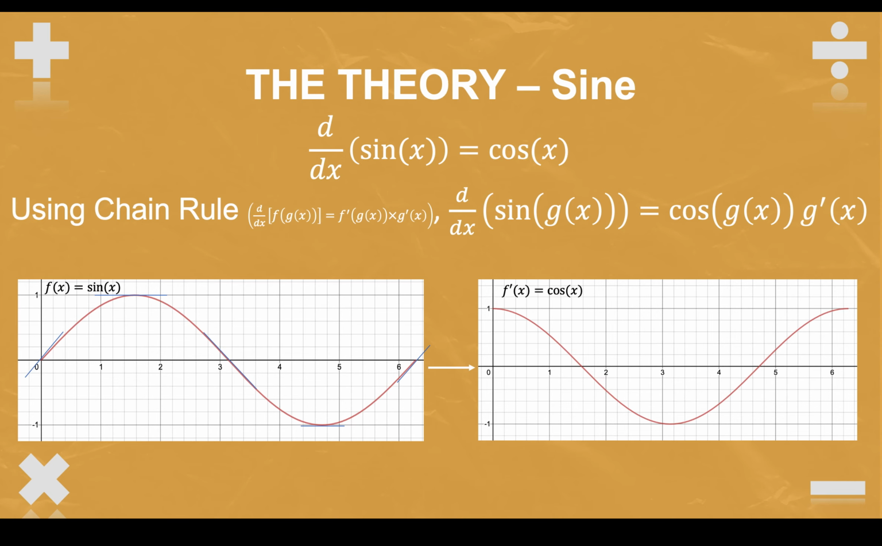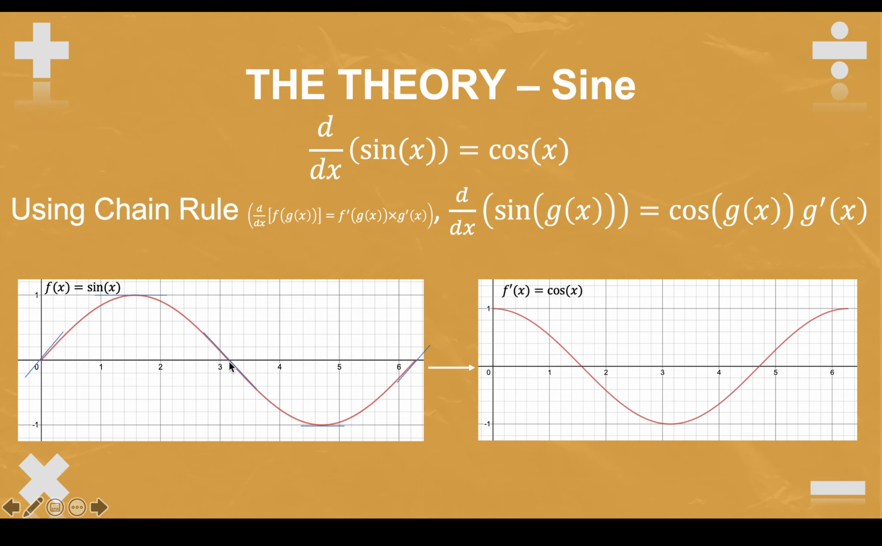Okay, first bit of theory. The derivative of sin(x) is cos(x). Okay, let's have a look at this graphically. So here is a basic sine graph, which has been restricted to 0 to 2π.